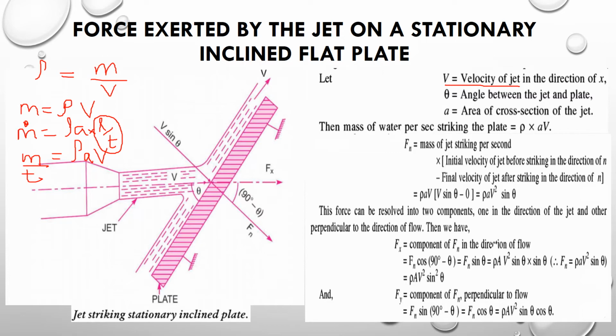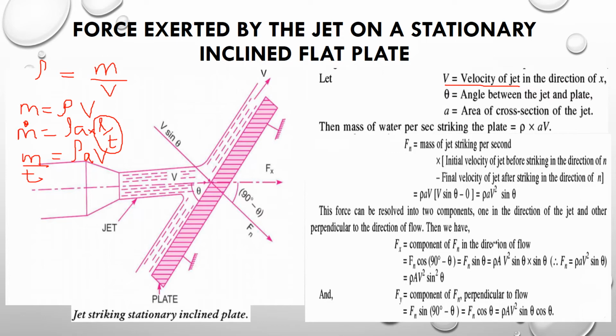Now here we have taken Fn. What is n? Mass of jet striking per second in the direction of n. So n is this normal direction. This is the direction in which the jet is flowing, and this is the normal direction. If this angle is theta, this is 90 minus theta. So this is Fn, and we can divide the velocity into two components, that is V sin theta and V cos theta. Force exerted in the direction of n is mass of jet striking per second into initial velocity before striking in the direction of n minus final velocity in the direction of n.